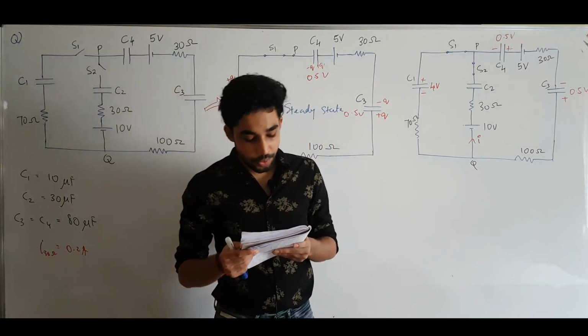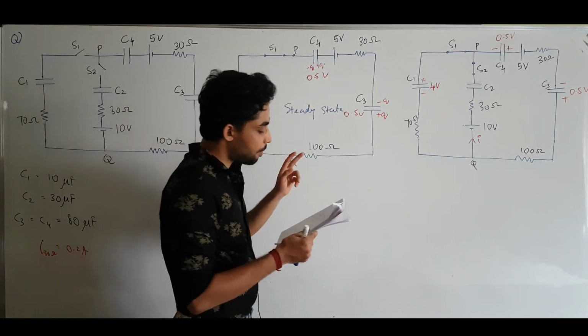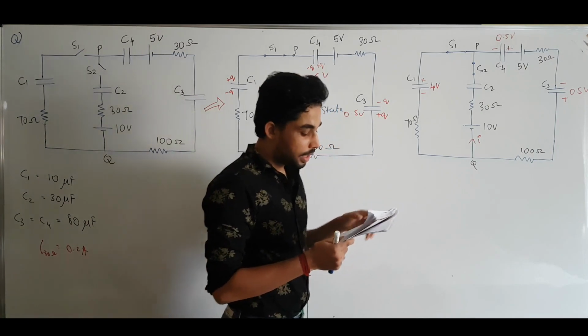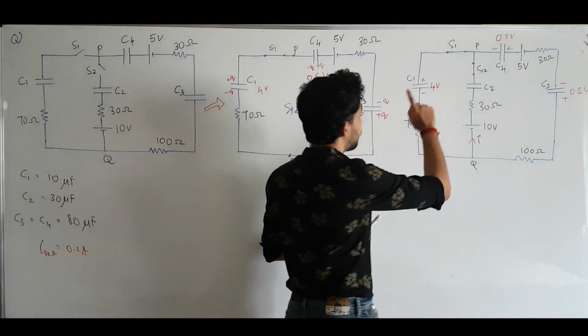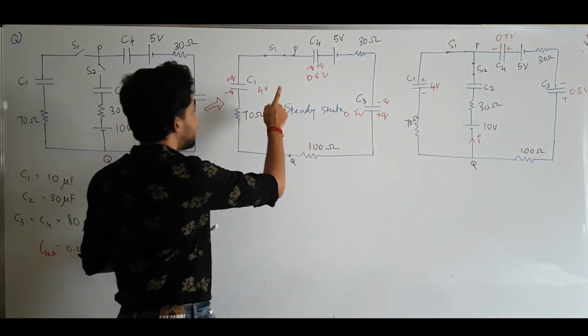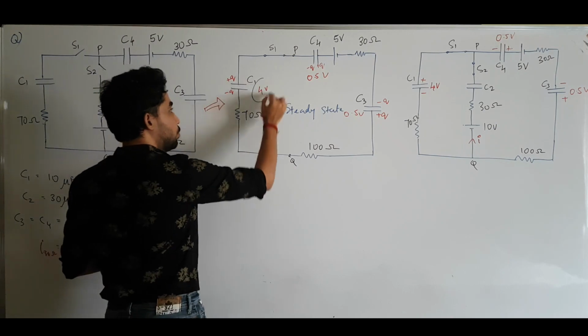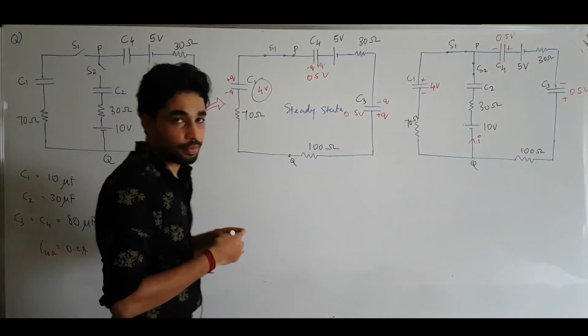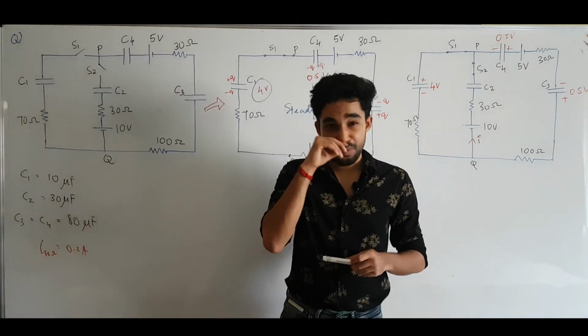Now for option 4, if key S1 is kept closed for a long time such that the capacitors are fully charged, the voltage across the capacitor C1 will be 4 volt. So you are keeping the switch closed for a very long time such that the voltage across the capacitor C1 is 4 volt, which is true because we already found it. So the correct options are 3 and 4.